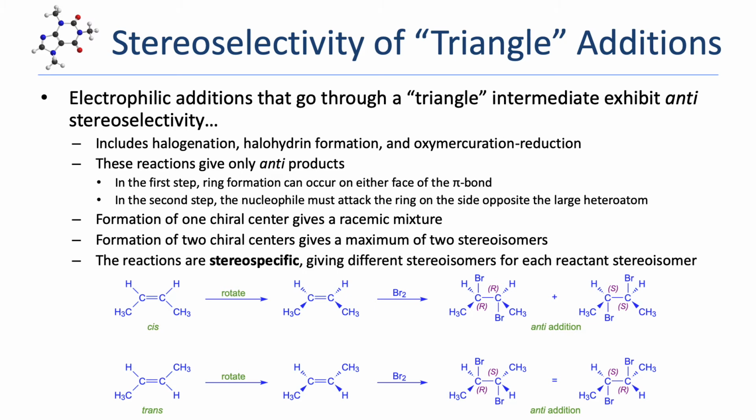If we repeat the process, starting with the trans isomer of 2-butene, you'll see that we actually get a completely different stereochemical outcome. The reaction of trans-2-butene forms the RS and SR stereoisomers, which are actually the same molecule. In this case, the product is a meso compound. Regardless, we can see that we got different stereoisomers when we reacted the cis alkene versus the trans alkene. Reactions like halogenation and oxymercuration reduction are stereospecific because they give different stereoisomers for the products for each reactant stereoisomer.